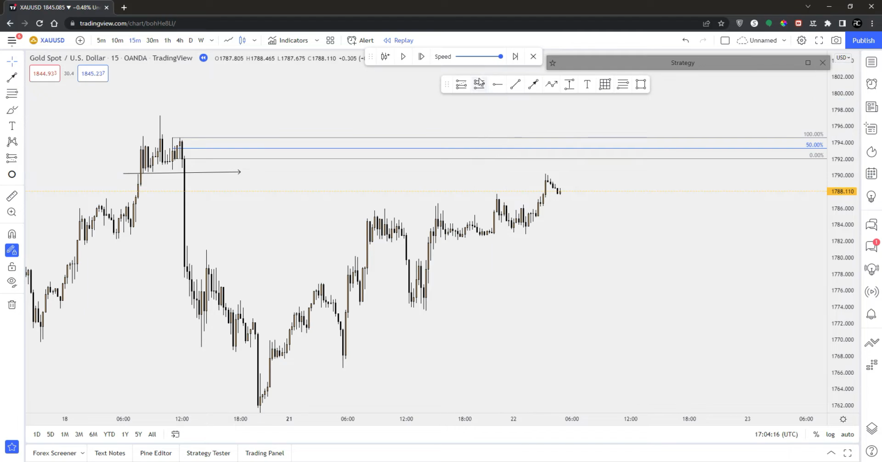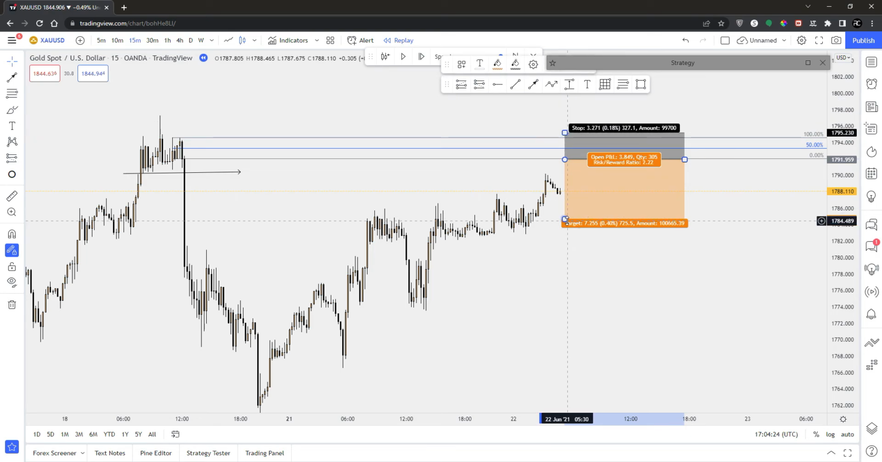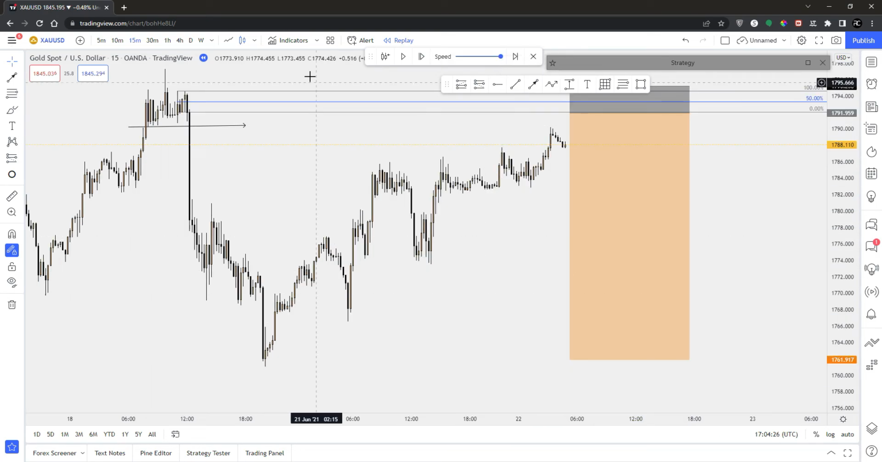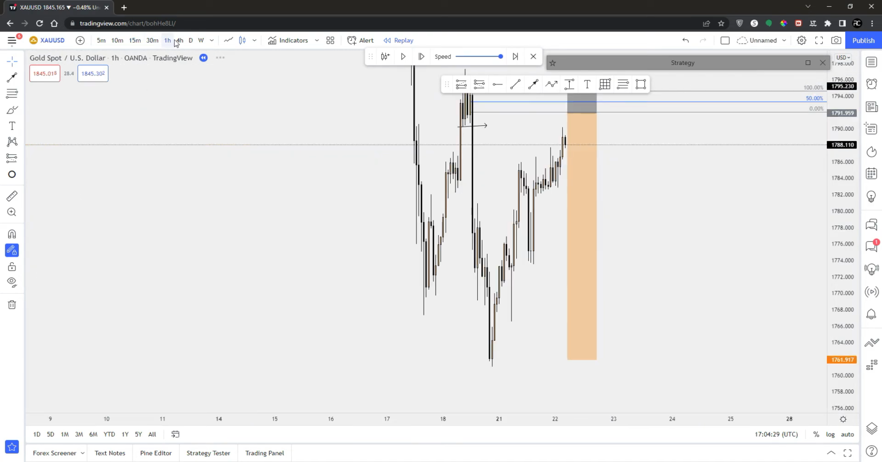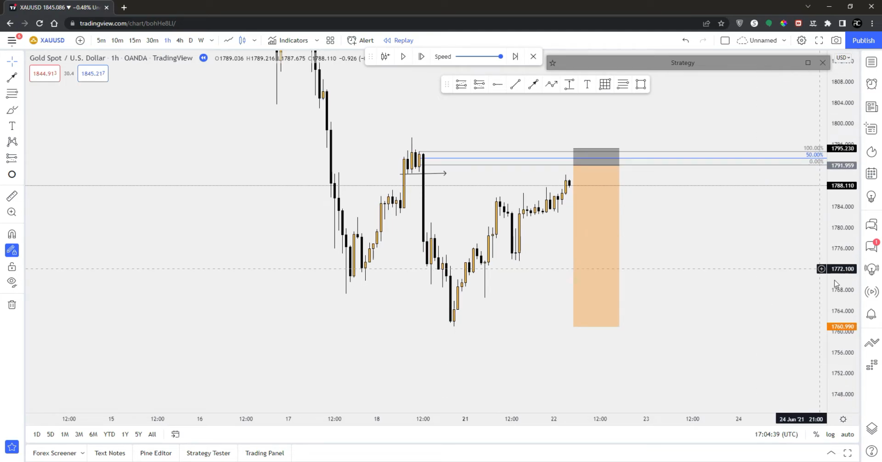So let's go ahead and set our entry. We're not gonna be greedy. We're gonna go here, stop loss just above. Then we're gonna go back to the H1 and set our TP. So our TP is down here. This is a 9-to-1 risk to reward. Let's see how this plays out, right?